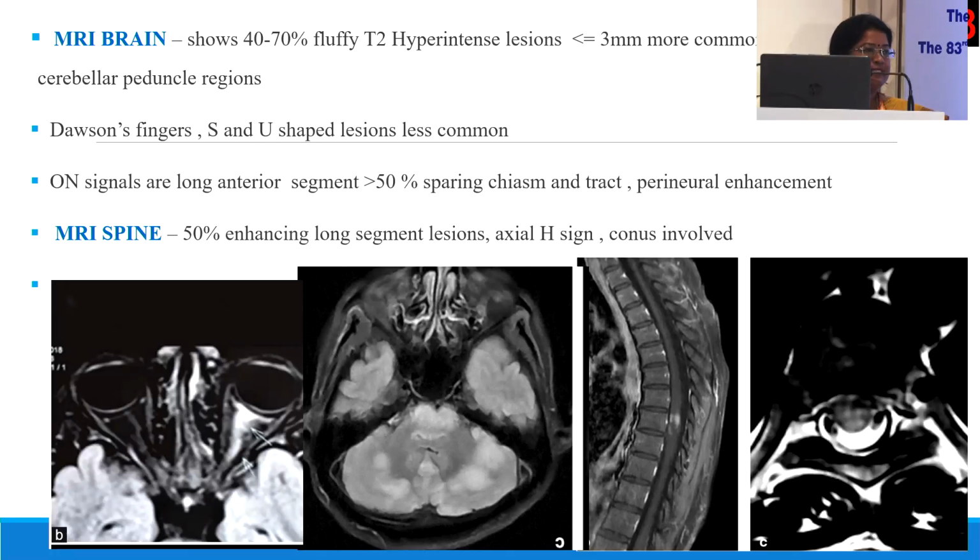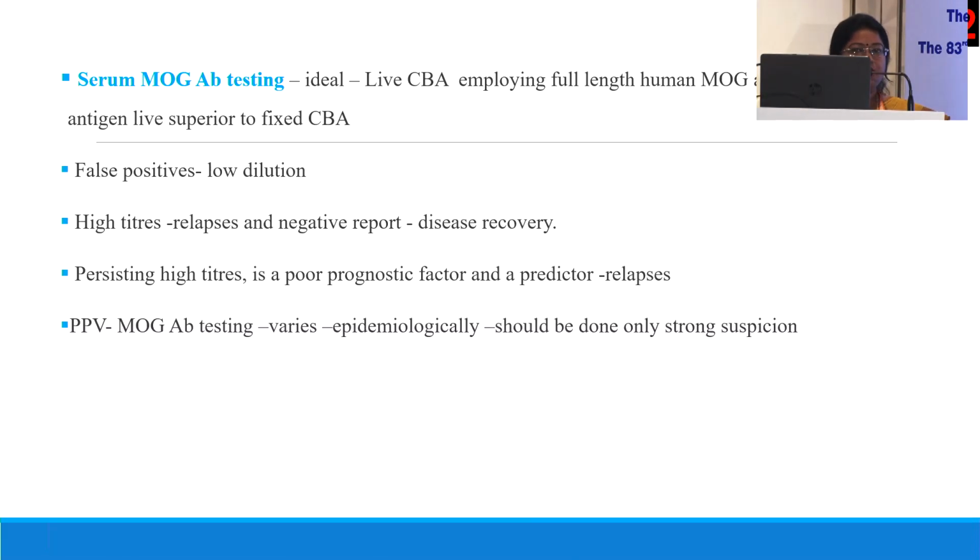optic nerve. And these are the fluffy brain lesions, which can be hyperintense and mostly less than 3 millimeter, and they don't occupy the areas like Dawson's fingers areas, S and U type of lesion. They usually involve the thalamic, pontine, and cerebellar peduncle regions. And the MRI spine will show the classical H sign, and sometimes we can also see long segment involving lesions in MOG too.